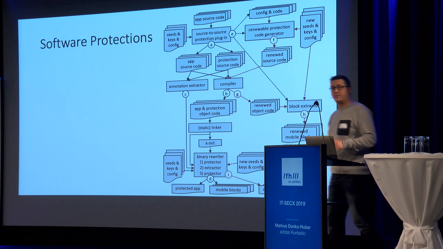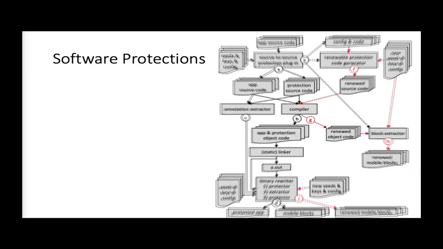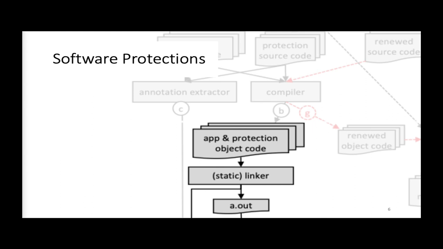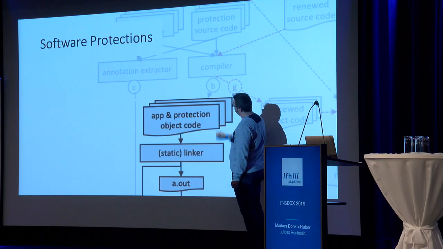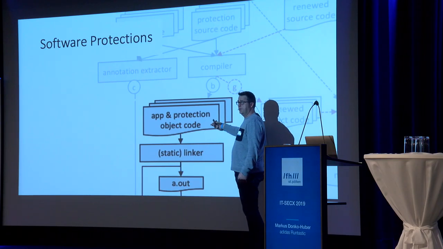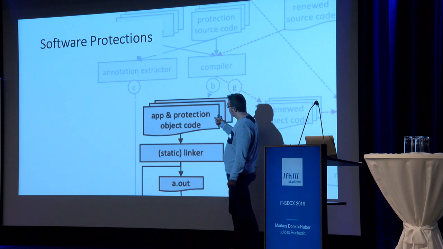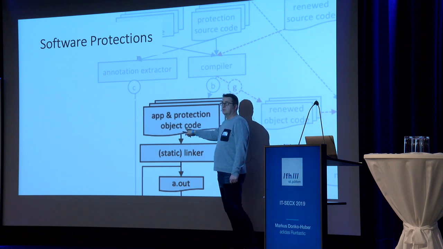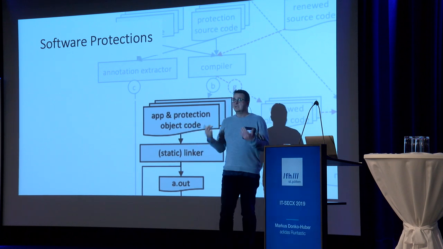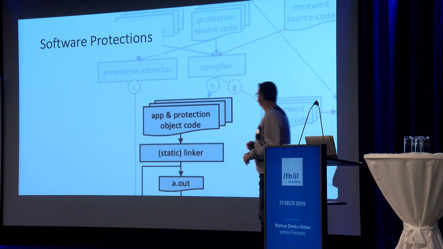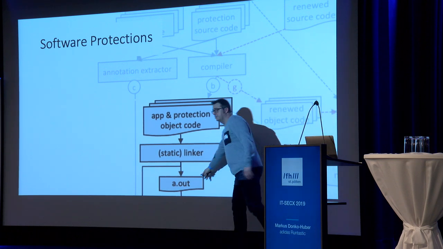Again, it's way too complex to explain here. But if I zoom in on one part, what you see is actually here grayed out. You compile code, of course, and then you're going to link together rewritten source code that has some protections implemented in it, and you're going to link it with protection object code that implements different types of protections. And you just send it to the linker and you get a binary.